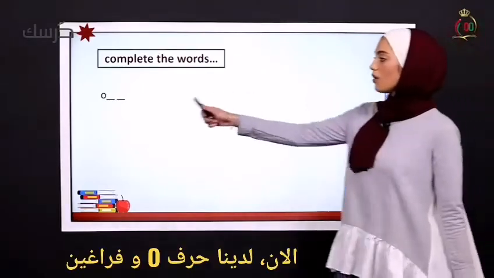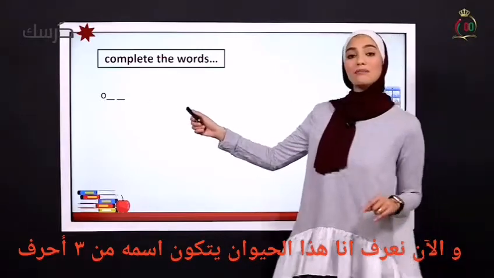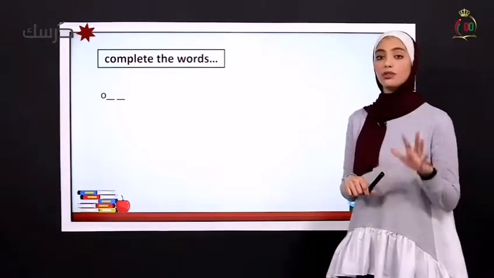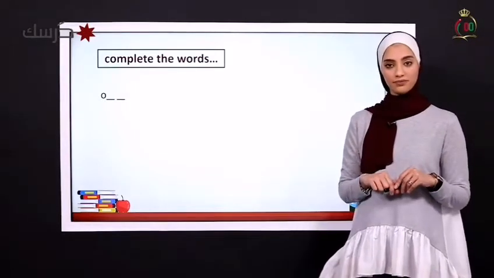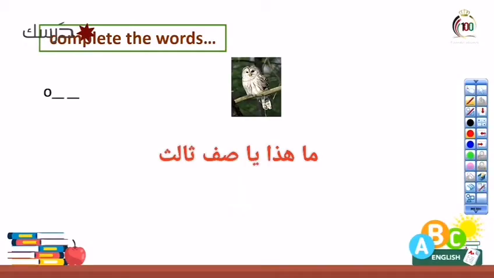Now, O, and you have 2 spaces. So we know that this animal name is made up of 3 letters, right? So what do you think it is? It starts with O. Okay? Okay, grade 3. What's this? What animal is it? Owl. Excellent. So O, W, and then L. Well done, grade 3. Owl.